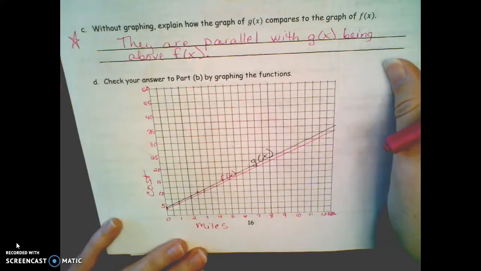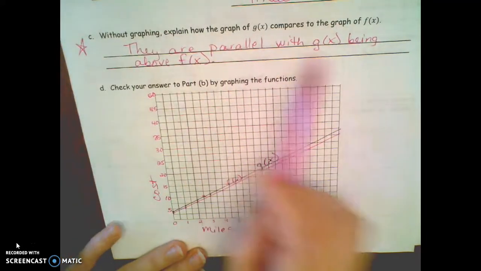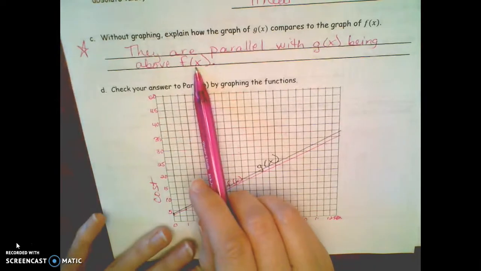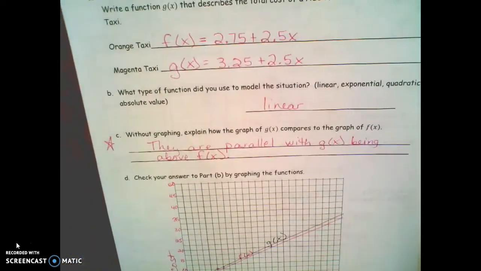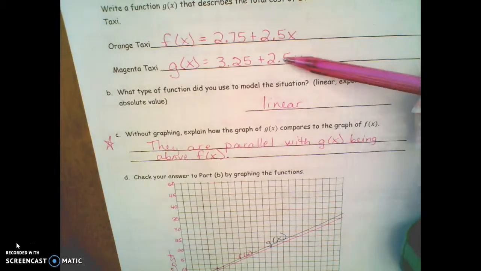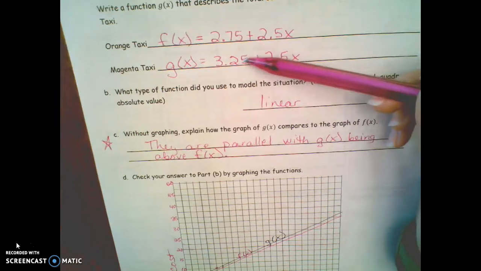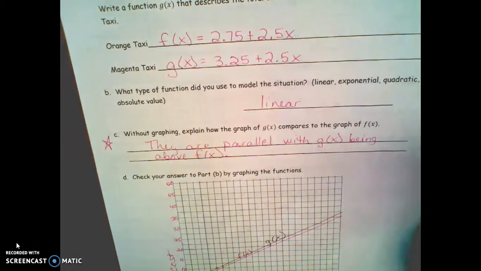Okay, these guys were parallel to each other with g of x being above f of x, and that's the way they look on here. The reason we could tell that was because if their constant rates of change are the same, they're going to be parallel. They will never intersect with each other. And this one had a higher y-intercept, so it's going to be a little bit higher up on the graph.